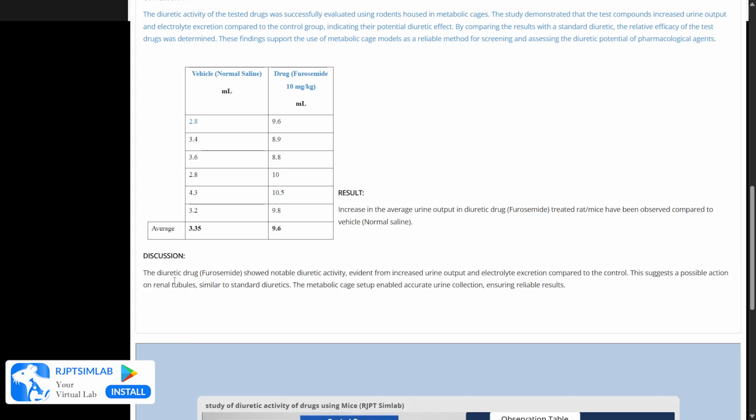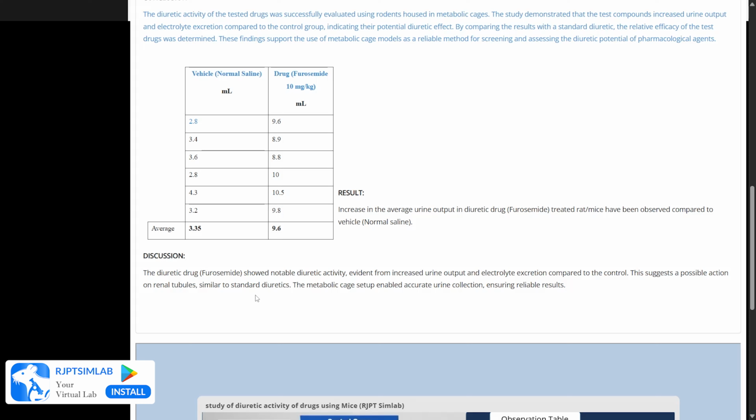The discussion says that the diuretic drug furosemide showed notable diuretic activity evident from increased urine output and electrolyte excretion compared to the control. This suggests a possible action on renal tubules similar to standard diuretics. The metabolic cage setup enabled accurate urine collection, ensuring reliable results.